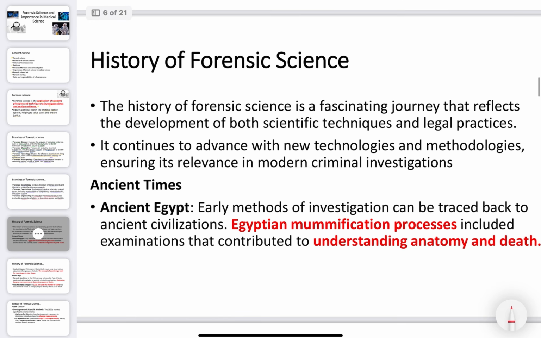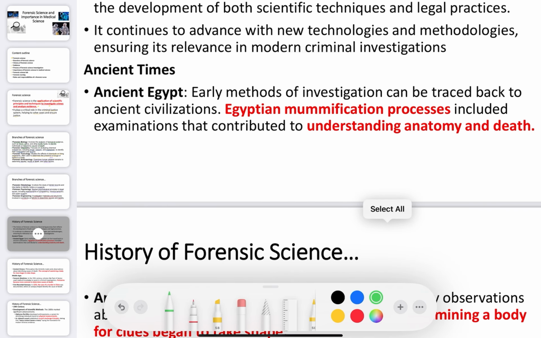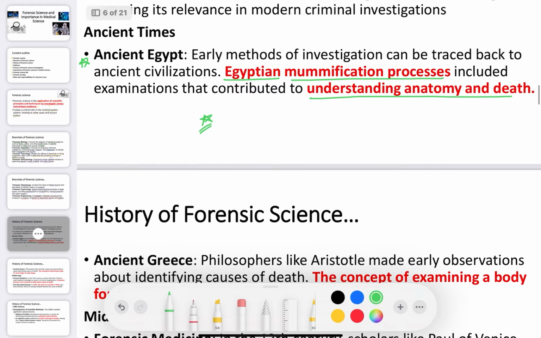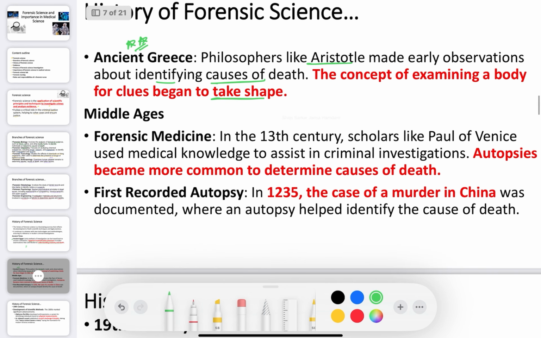Now coming to the history of forensic sciences. The first time forensic science appears is in ancient Egypt. The Egyptian mummification process included examinations that contributed to the understanding of anatomy and death. Then ancient Greece. Philosophers like Aristotle made early observations about identifying the cause of death. The concept of examining a body for clues began to take place. So Aristotle has a very important role in founding forensic sciences.